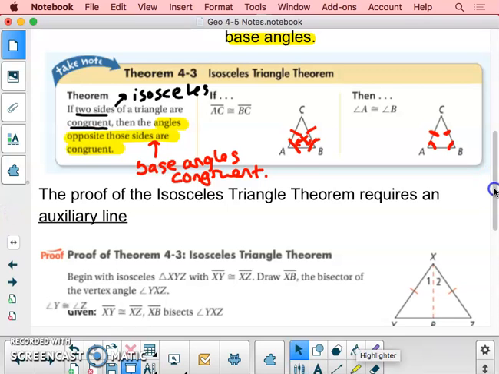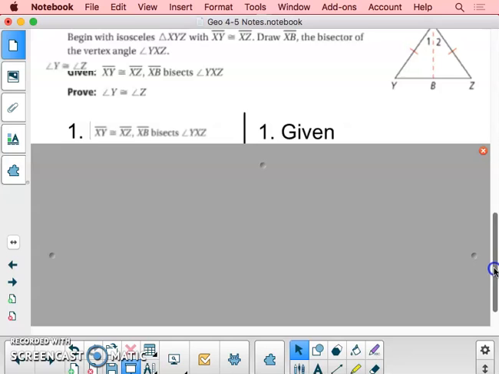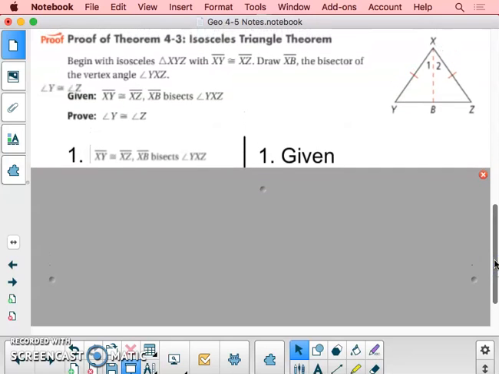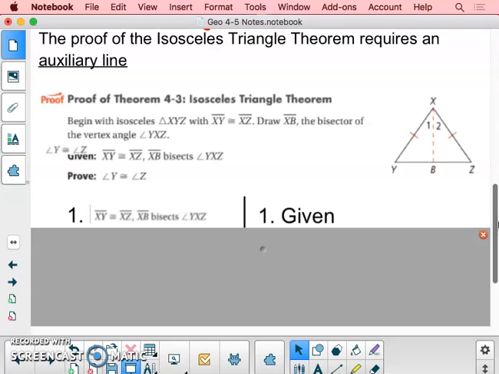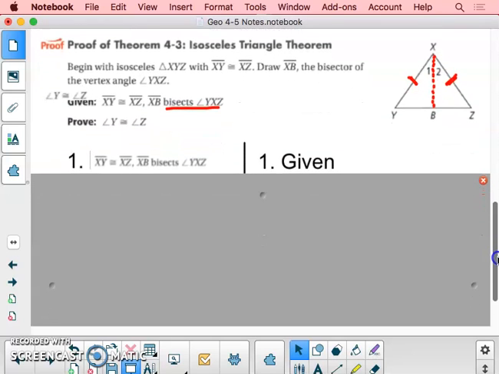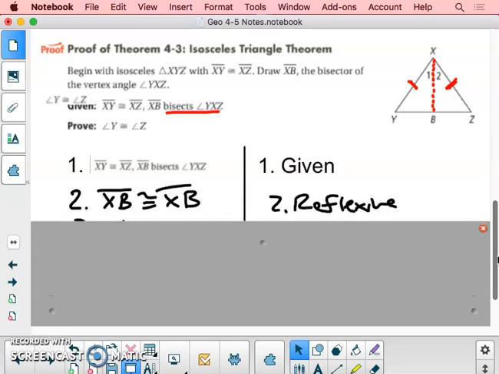Okay? Let's look at a proof of that isosceles triangle theorem with what we have so far. So what we know, oops, I scrolled just a tad too much. The proof of this theorem requires an auxiliary line, so that's going to be this line right down the middle. We're drawing that line so that it bisects the vertex angle up top. So what we know is that XY is congruent to YZ, making the entire triangle, the whole thing, isosceles. We want to be able to say why that means that the angles Y and Z are the same. Okay?